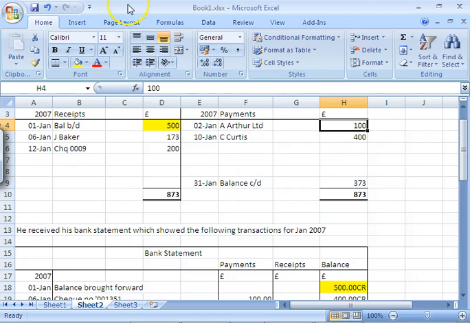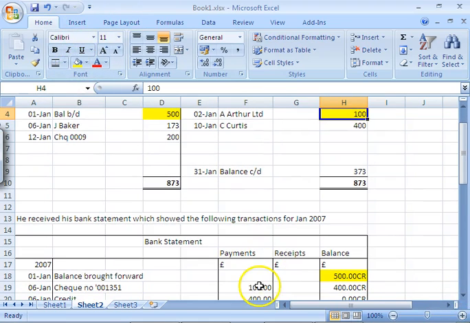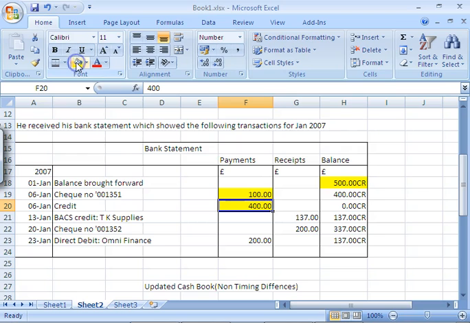That's the 100. The 100 is fine. That's the 100. And that's the 400. The 400 is fine. Now let's look here. Look at what happened here.